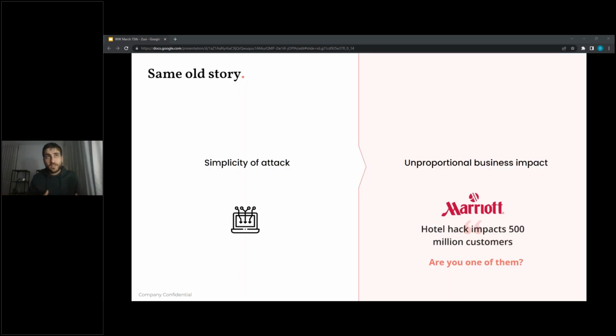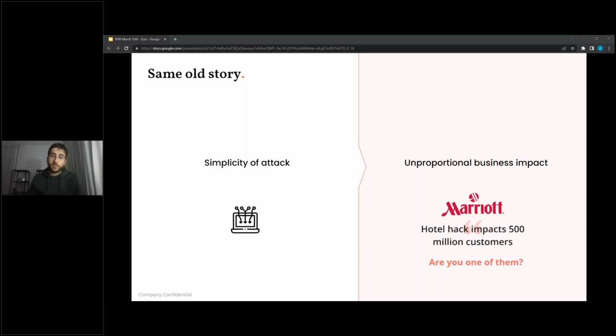So we're looking at the same story. There is a simple attack here. We're not talking about an APT group or some sophisticated threat actors. We're talking about simple usage of insecure passwords, misconfigurations, firewall rules open to the internet, the stuff that we all know about. That's on the one hand. On the other, we're looking at disproportionate business impact, right?